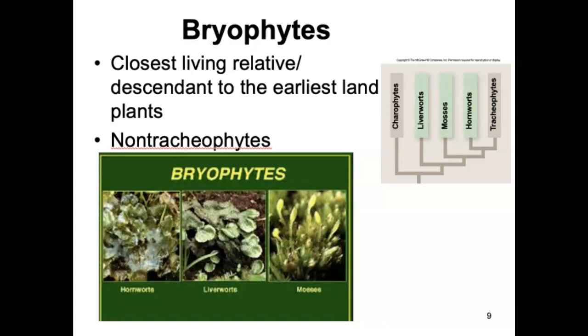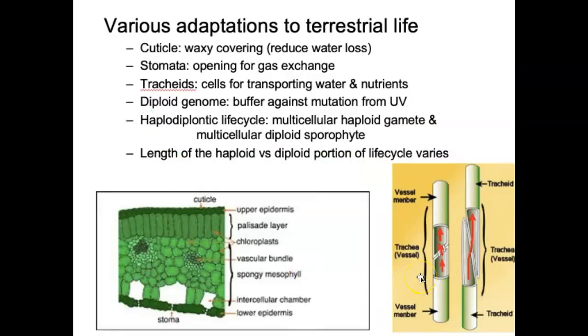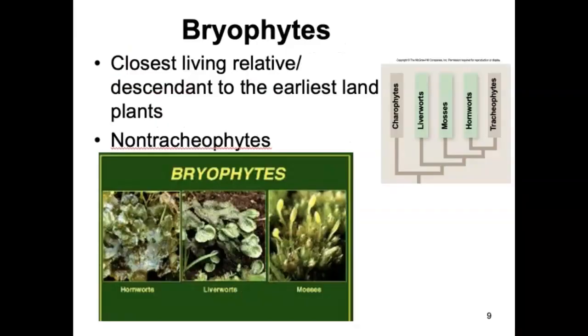So remember, previous lecture, tracheids? Tracheids are cells for transporting water and nutrients. It allows you to overcome gravity. It makes you bigger and taller. These guys don't have them. None of the bryophytes will have tracheids. That's why we call them the non-tracheophytes, which means in general the bryophytes are smaller, they're flatter, they're low-lying. They just don't get big. They're not a big plant.